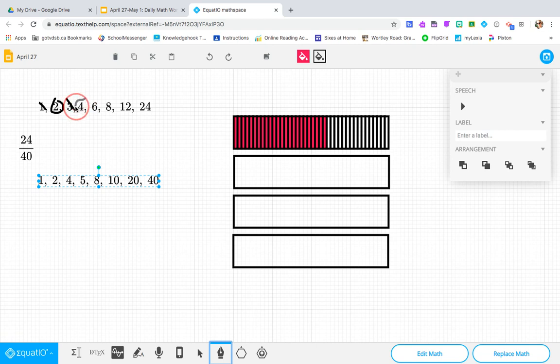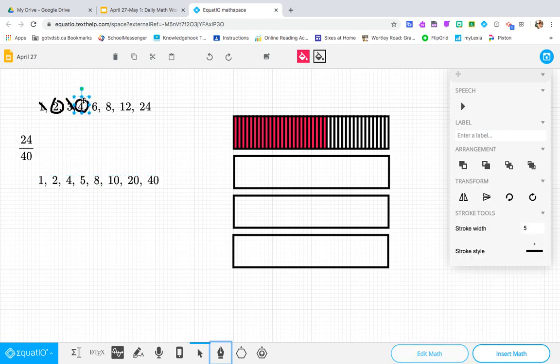I see the number 4 in both sets of factors, so it will be a common factor. The number 6 is only up here and not in the bottom. The number 8 is in both sets. The number 12 is only at the top and not in the bottom. And same with the number 24. So we have found all of the common factors between 24 and 40. Those are going to be our key numbers in helping us find equivalent fractions.